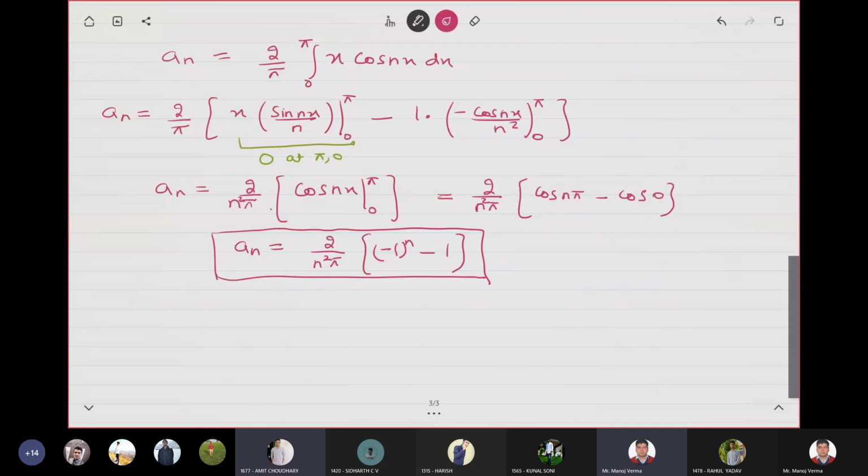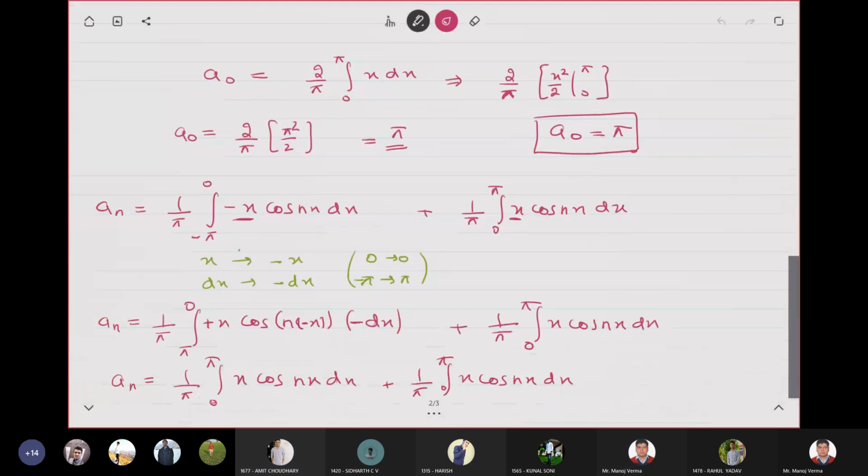Sign of both intervals will be opposite. नहीं, ऐसा कहाँ हो रहा है? ऐसा तो नहीं हो रहा है. देखिए इसमें मैंने क्या किया, मैं दोबारा से देखते हैं.